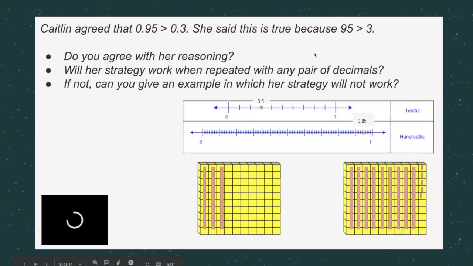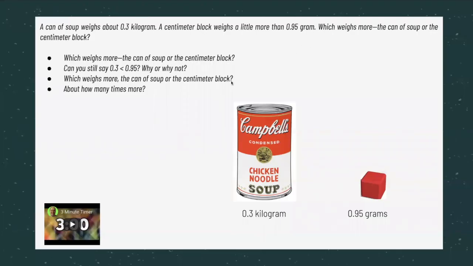Let's take a look at another number story. A can of soup weighs about 3/10 kilogram. A centimeter block weighs a little more than 95 hundredth grams. Which weighs more, the can of soup or the centimeter block? Take about 2.5 minutes to think about which weighs more.